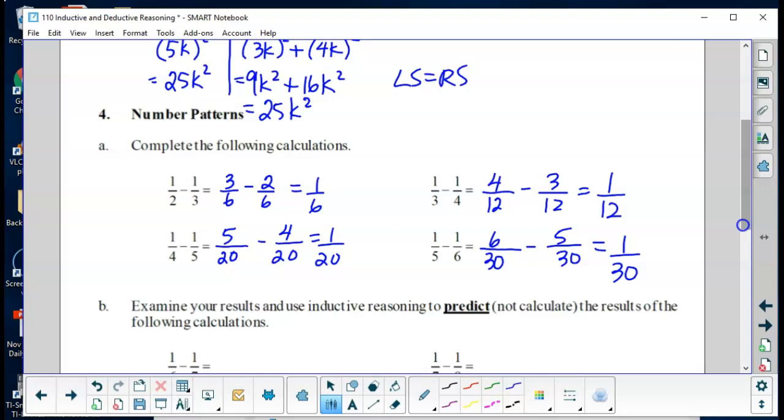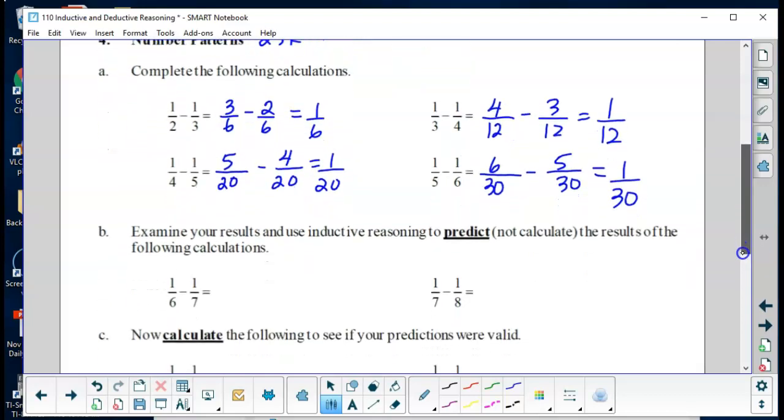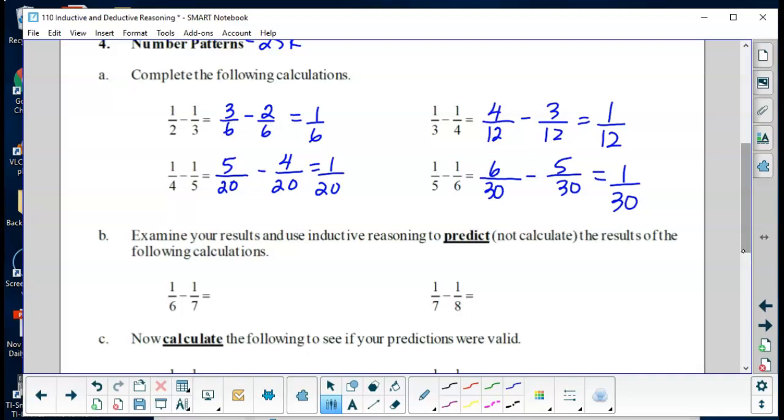So look for some patterns here. Examine your results and use inductive reasoning to predict the results of the following. I'm not going to actually calculate them by hand. Look at what happens here. I always end up with a numerator of 1. How are the original fractions related? Well, the numerator is 2 here, then it's 1 more than that in what you're subtracting. 4, 1 more than that. 3, 1 more than that. 5, 1 more than that. The numerators are all 1, and they're all subtractions.